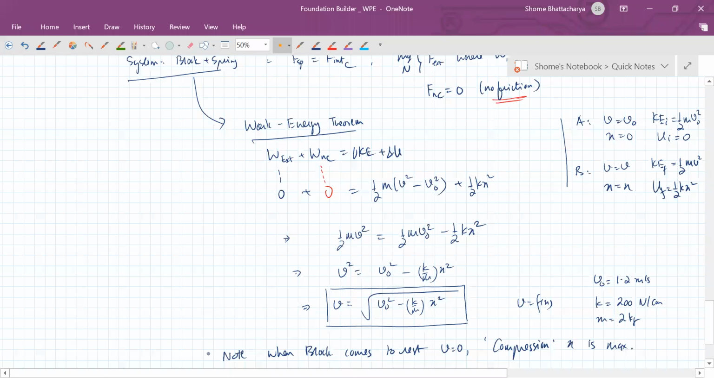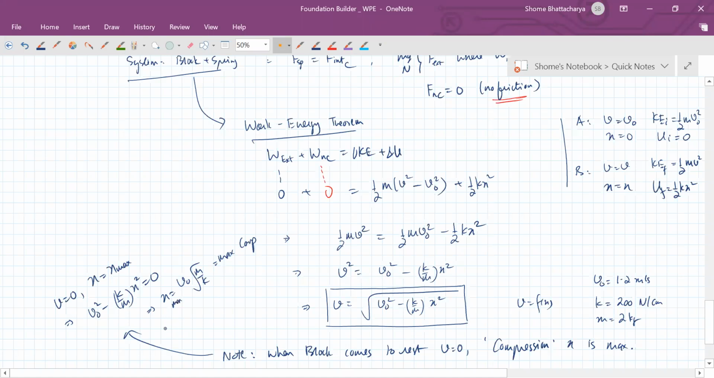Okay, so from this we will substitute v equal to 0. The value of x we will get will be the maximum compression. So v is 0 implies that v naught square minus k by m x square should be 0. So x will come out to be v naught square root m by k, and this only is the maximum compression. This is x max.